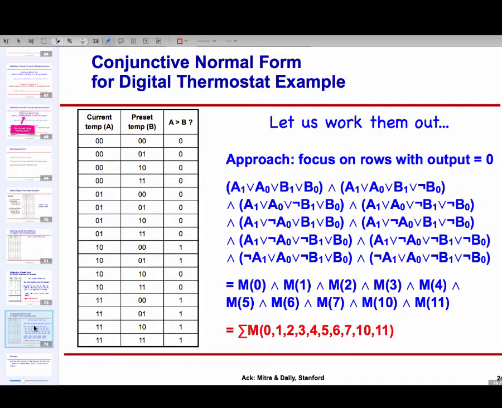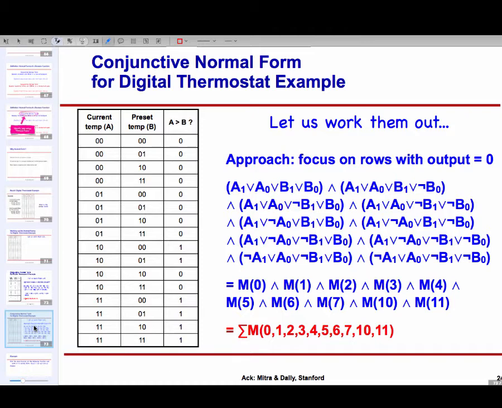For max terms, the idea is different. We focus on rows which are 0. The intuitive idea is the following. Let's look at this max term, A1 or A0 or B1 or B0. This max term is going to be 0 when A1 is 0 and A0 is 0 and B1 is 0 and B0 is 0. All the 4 signals have to be 0 for the max term to be 0, because if any one of them is high, then the max term would be high.